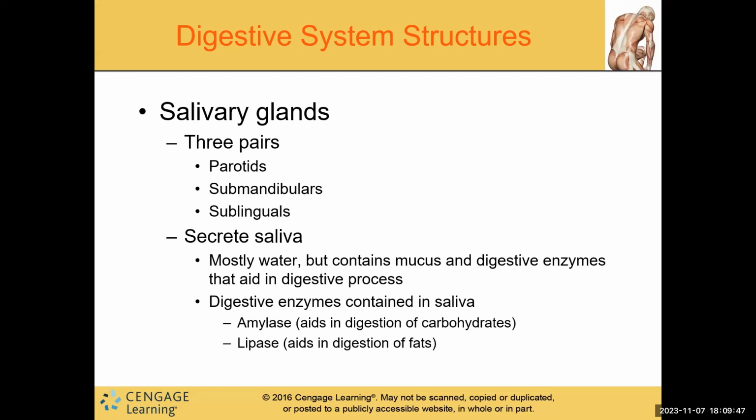So as we're chewing our food, we actually start to digest it with the enzymes in our saliva. The digestive enzymes that are in our saliva include amylase, which breaks down carbohydrates, and lipase, which helps digest fats. Whenever you see LIP, that will always be lipids or lipase, which means fats.